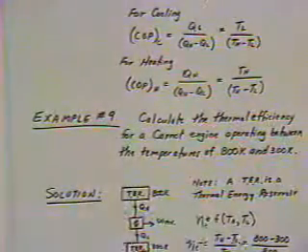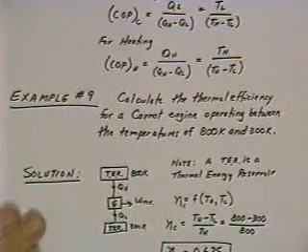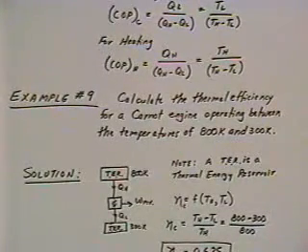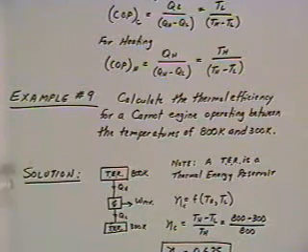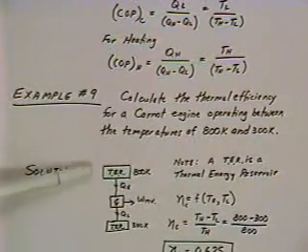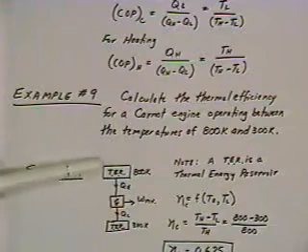Okay, so let's now take an example of the thermal efficiency of a Carnot engine operating between the temperatures of 800 Kelvin and 300 Kelvin. So we're talking about a Carnot engine here, so now we're talking about a power device, and the solution that I like to sketch these things out so that we talk about having a thermal energy reservoir.